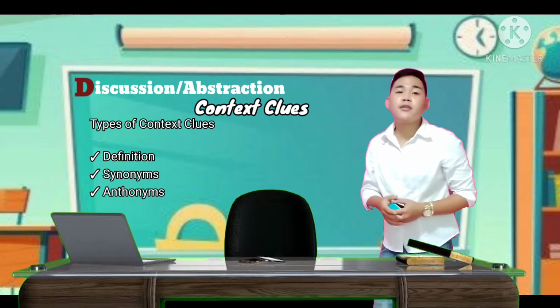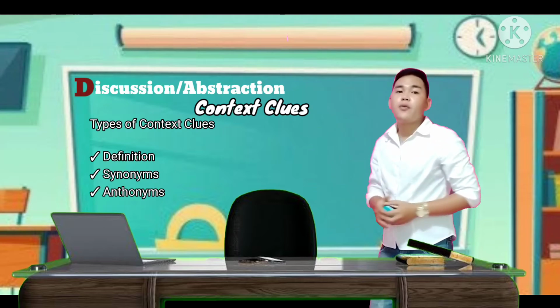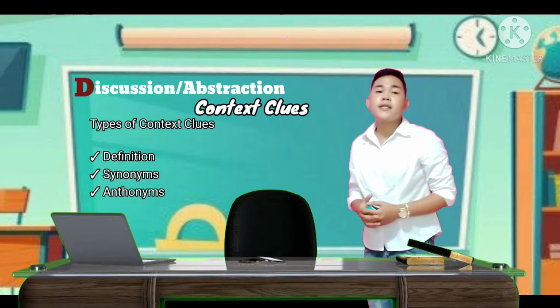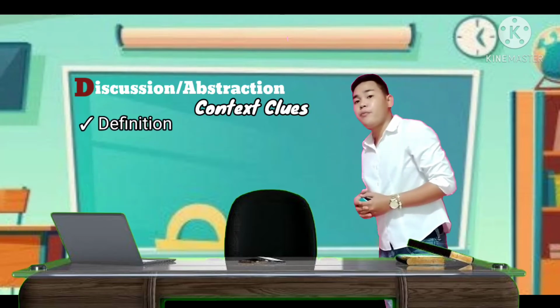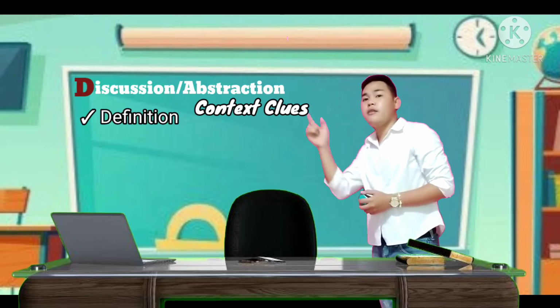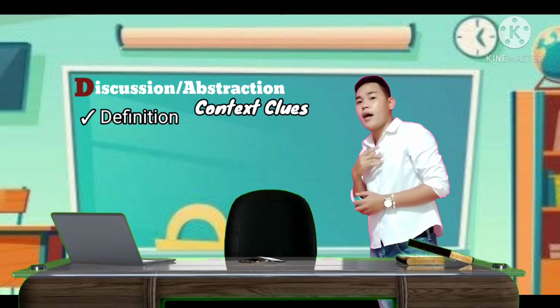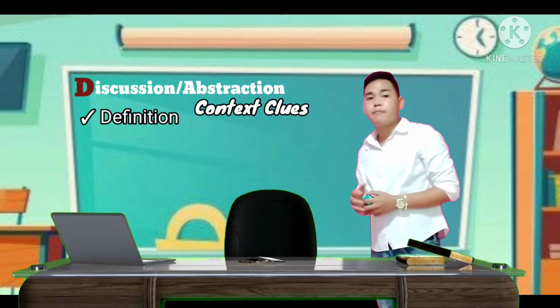In order for you to understand, here are the 3 types of context clues. So we have definition, the synonyms, and the antonyms. So first is definition. Yes, Melgo, read the description. So I will read the description, okay? So you should listen, okay?